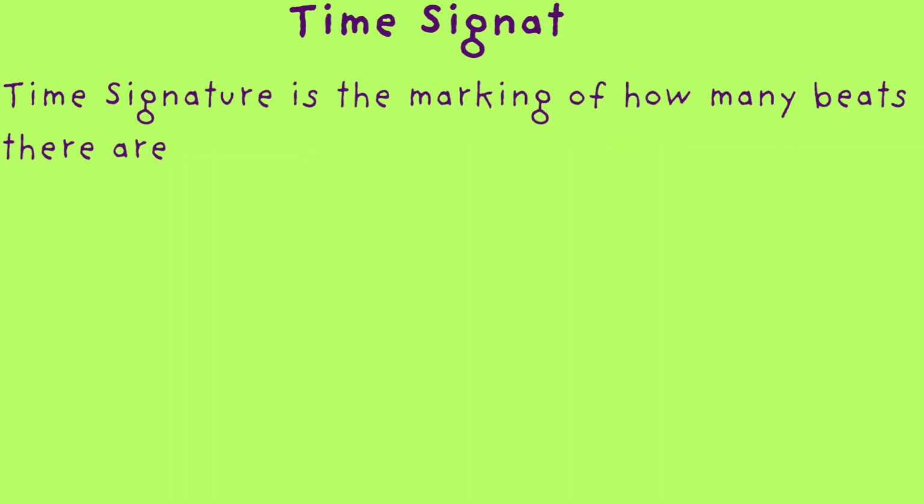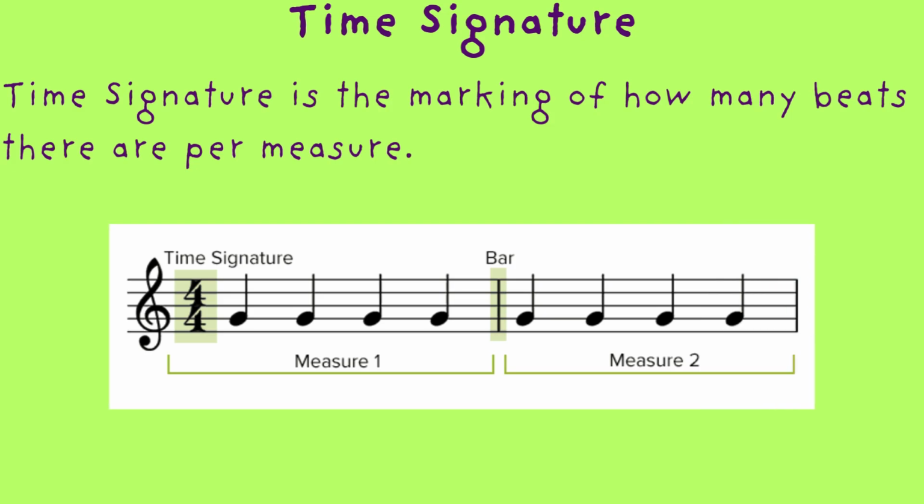Time signature is the marking of how many beats there are in one measure. Measures are the small sections divided by bars that you see in sheet music. They help musicians track what part of the piece they're in and not get lost.